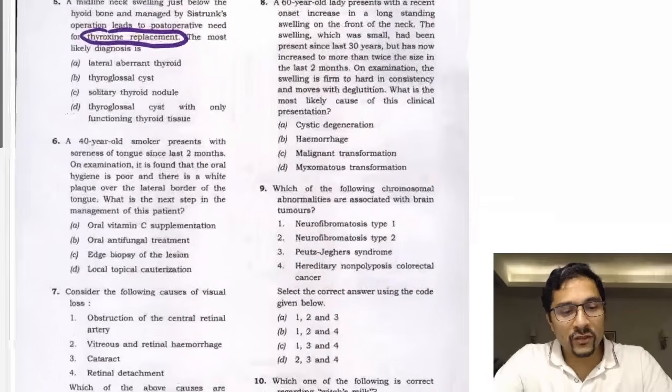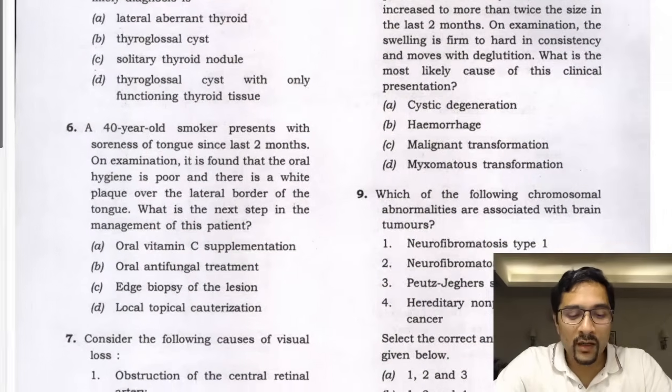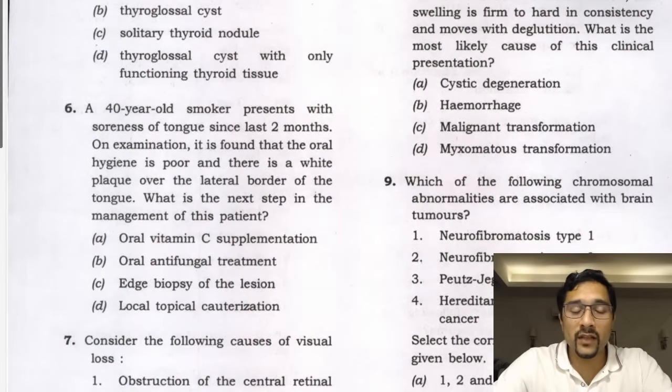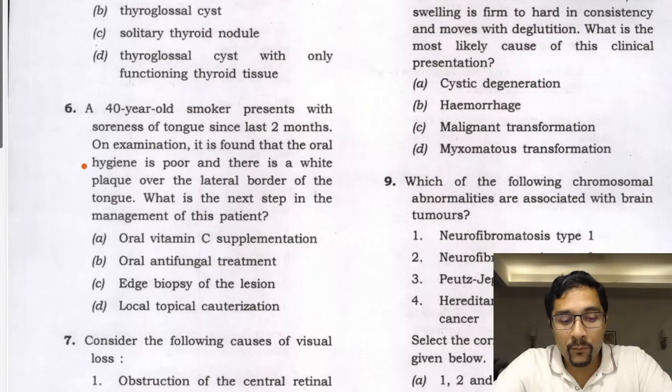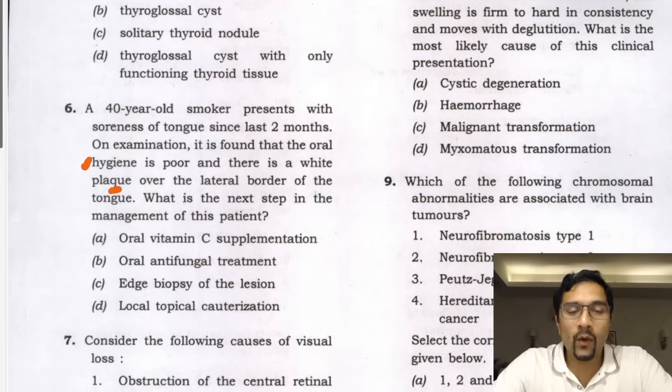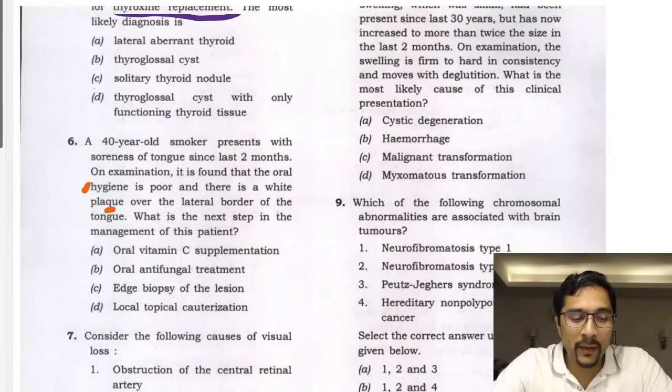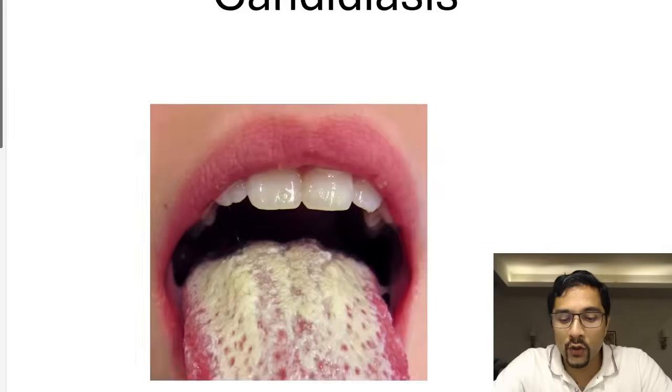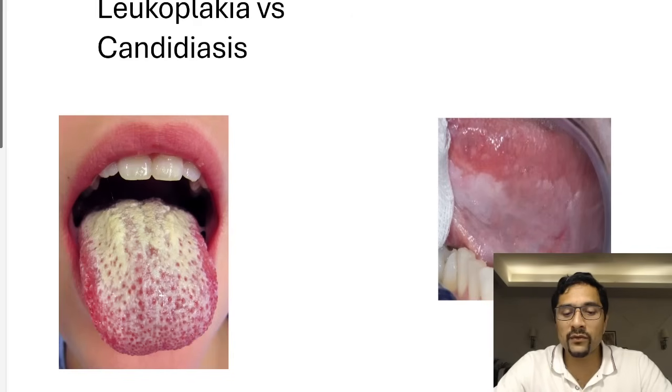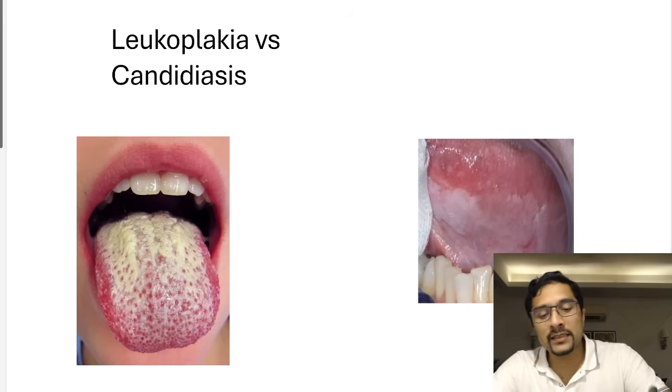Now the next question was a 40-year-old smoker who came with soreness of the tongue since the last 2 months. On examination, there was poor oral hygiene and a white plaque over the lateral border of the tongue. What is the next step in the management? Now we know this white patch is classical of leukoplakia, right? And we always differentiate it from candidiasis.